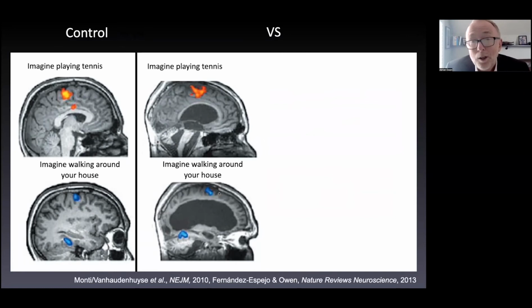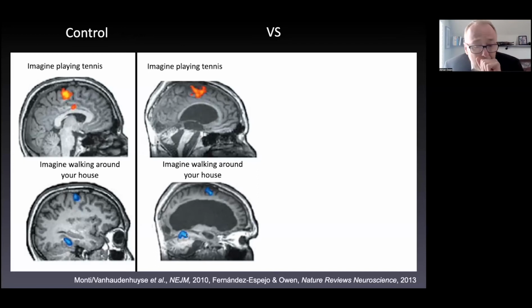When asked to imagine moving around the house, the patient produced a pattern extremely similar again to controls. Now, the patient's brain, as you can see, is severely damaged. As we see in a lot of these long-term vegetative patients, there's a lot of atrophy. The ventricles are very much enlarged. But this is the beauty of fMRI, because you can superimpose the functional data on the structural data. You can very clearly identify anatomical structures.